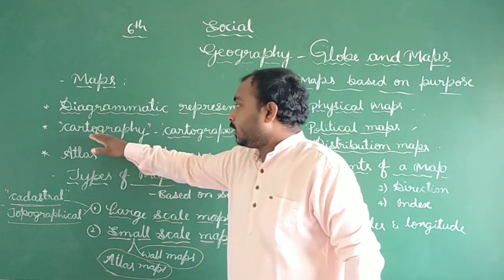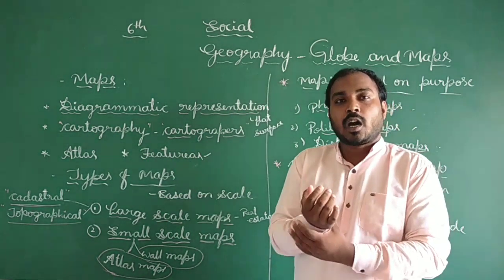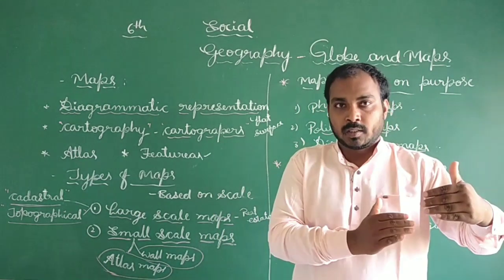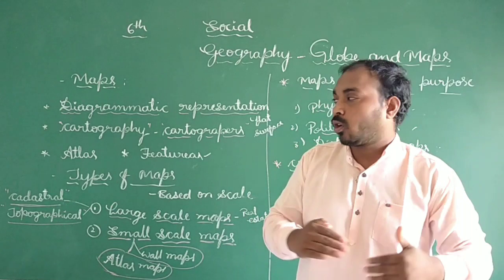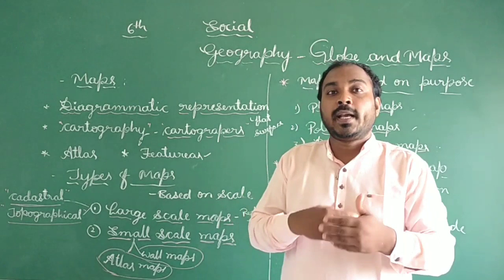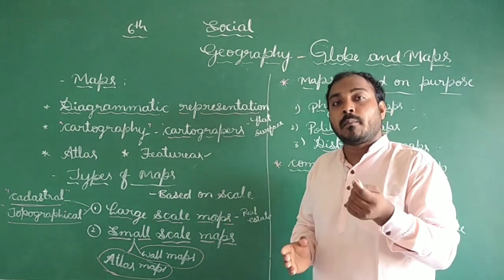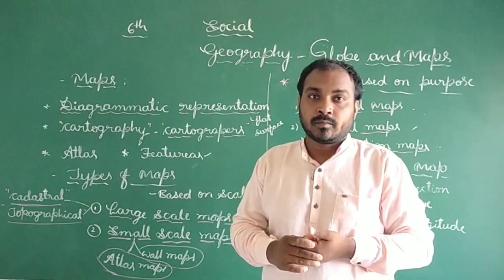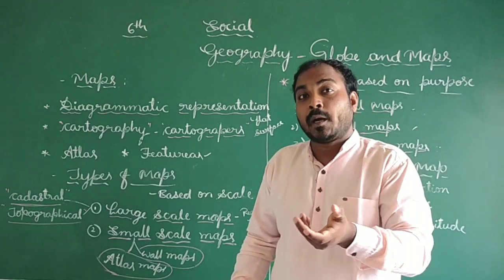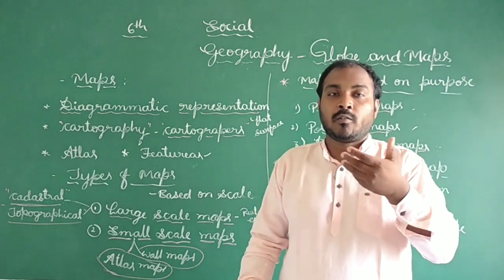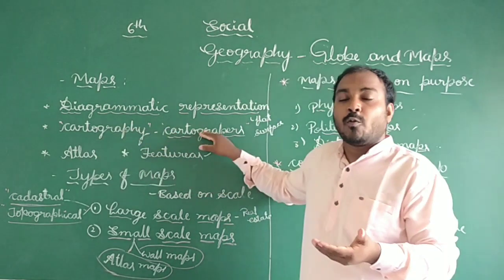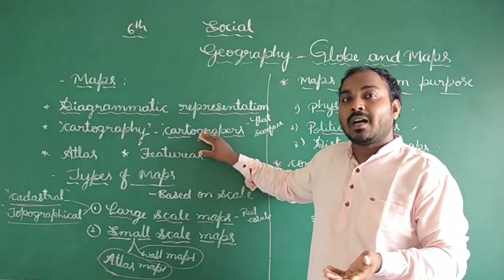Okay, next one is cartography. What is the meaning of cartography? It is the process of making maps. The process of making maps is called cartography. And one who makes the maps is called a cartographer. The first map was prepared by Ptolemy. He was one of the great historians. The process of making maps is called cartography, and the ones who make maps are called cartographers.